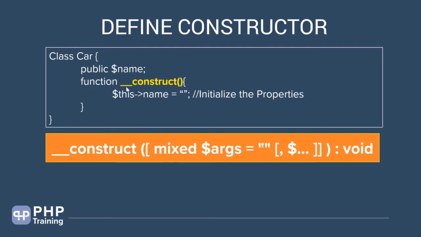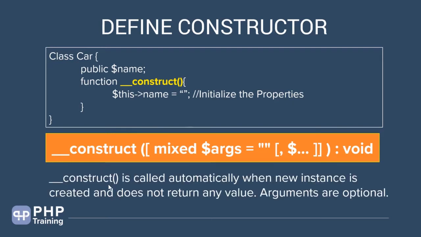Whenever you write with two underscores and construct, this method will automatically be executed when the instance of a class is created. And this is the prototype of that function. The arguments are optional and it doesn't return any value. Remember that it always starts with two underscores and the word is construct. And whatever you write inside it, mostly you will write code to initialize the properties to a default value.